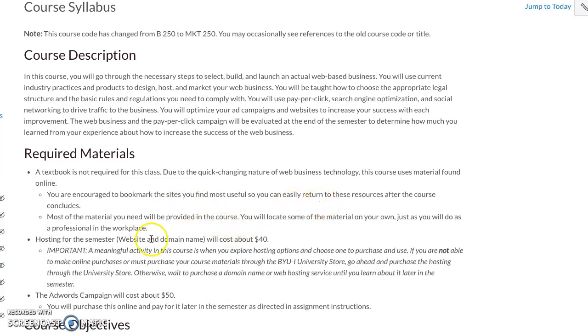Knowing that there's a cost to the website and domain name and AdWords campaign, we pull content from reliable online resources and pull this together without a textbook so that you can have funds available for those purchases.